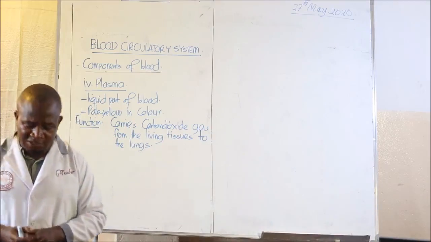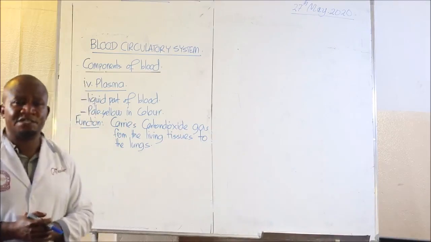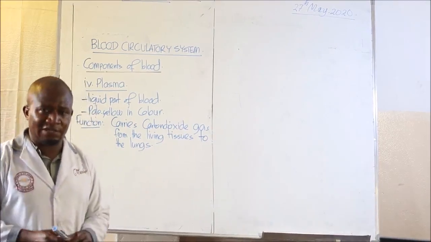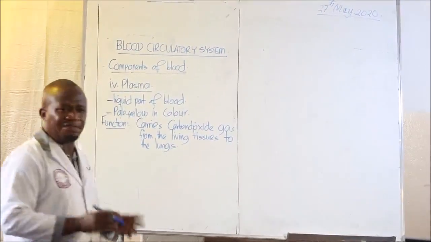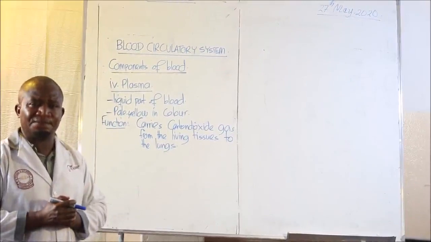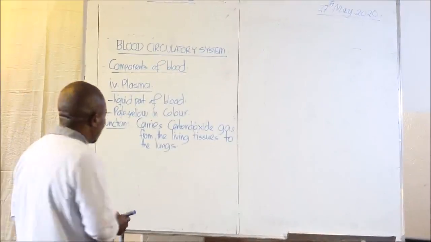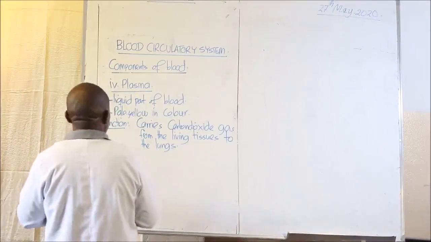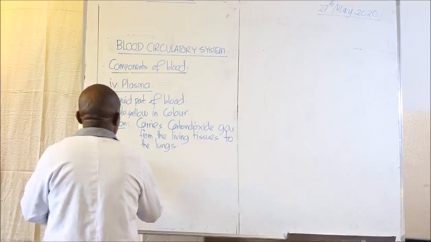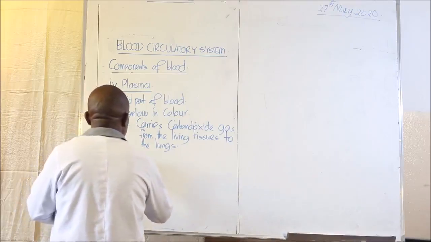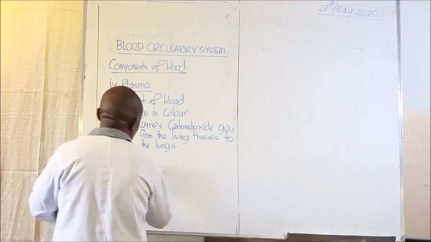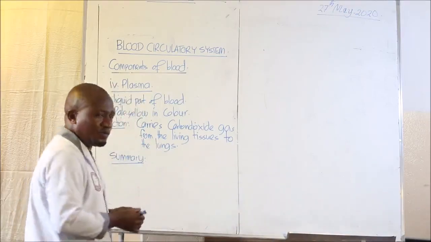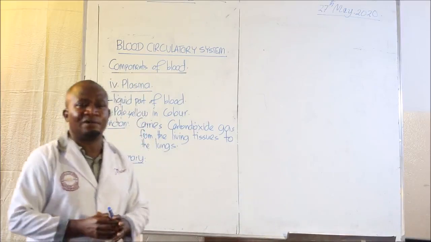Now, after having looked at plasma, which is basically the last component of blood, I would like us to review some very few and important things. There's a point, I will call it a summary, before we go to another part of our discussion, that is the blood vessels. I want us to learn some few things. Now, point number one.